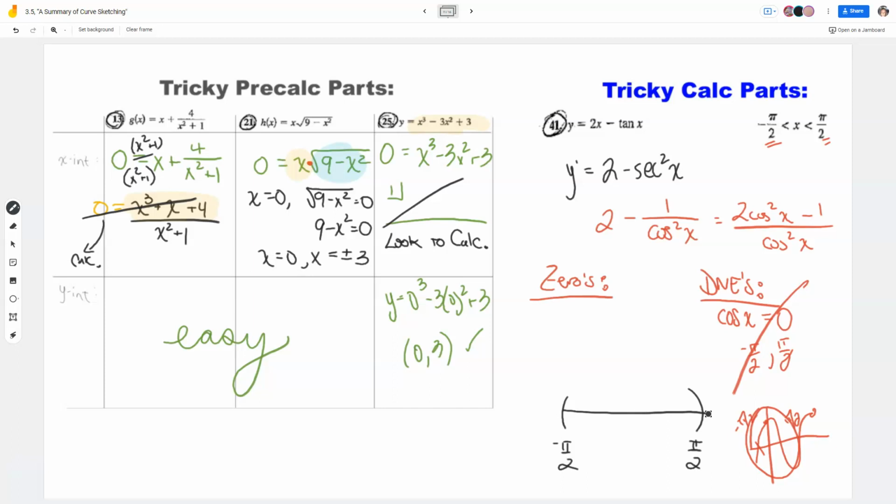For the zeros though, I would need to go ahead and set this guy equal to 0, which will end up with getting cosine by itself. Add the 1, divide by 2, plus or minus square root. Make it look pretty, you're going to end up with plus or minus root 2 over 2. Hey, is that a unit circle thing? Doesn't that happen at pi over 4? And negative pi over 4?